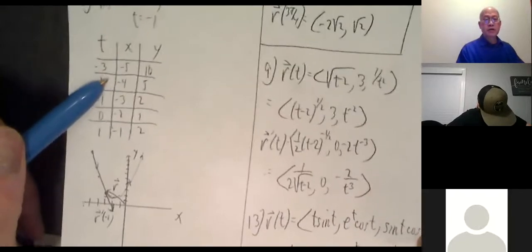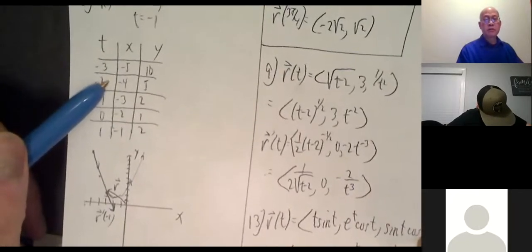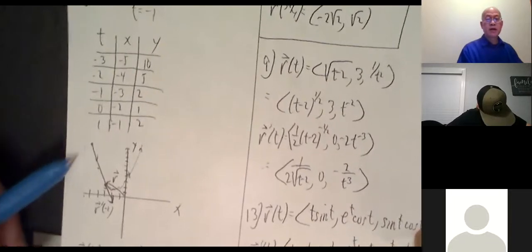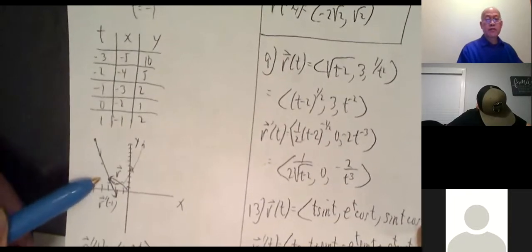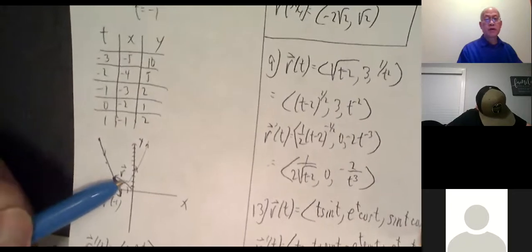And then I just plot X versus Y as usual. Okay, so negative 5, 10, negative 4, 5, negative 3, 2, negative 2, 1, negative 1, 2. And it looks something like this. It looks like it's parabolic.